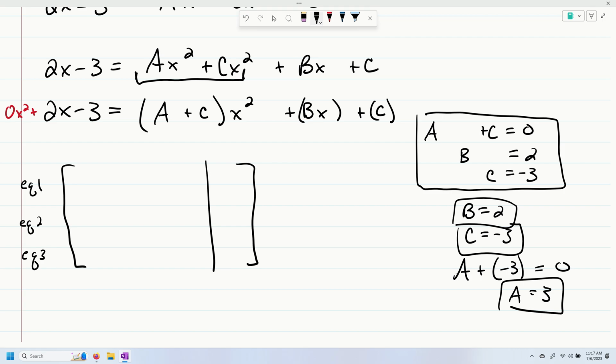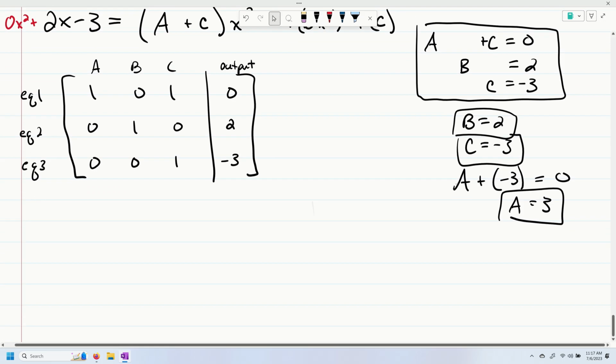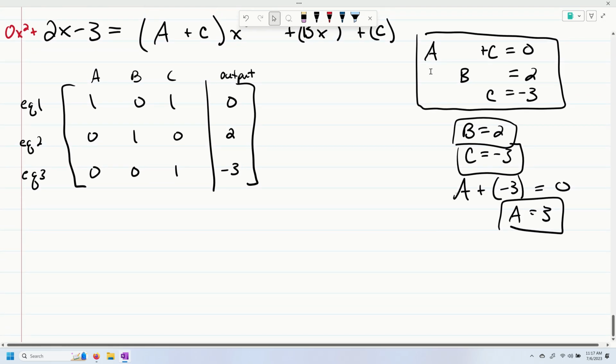But once again, I'm just going to show you how to do this on your calculator because I think it's really important that we see stuff like this. So we have a, b, c, and then our output. Equation 1 is going to be 1, 0, 1, 0. Equation 2 is going to be 0, 1, 0, 2. And finally, equation 3 is going to be 0, 0, 1, negative 3. And let me go ahead and get my calculator out real fast.